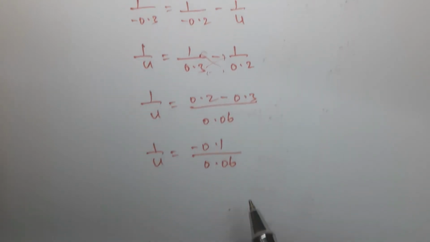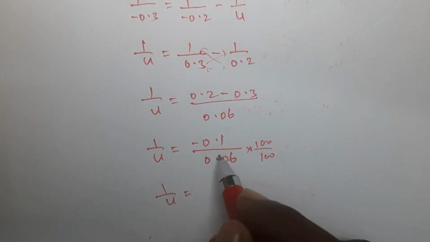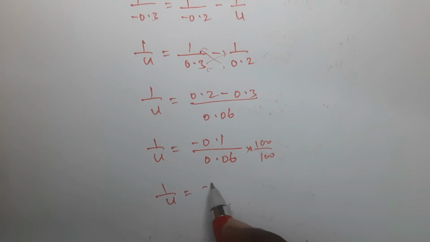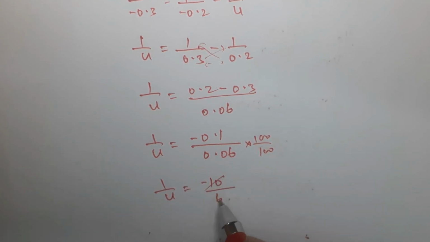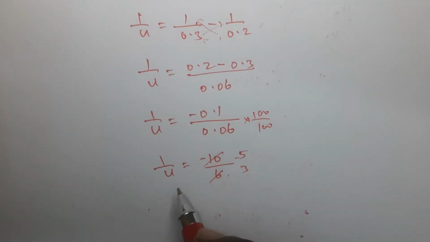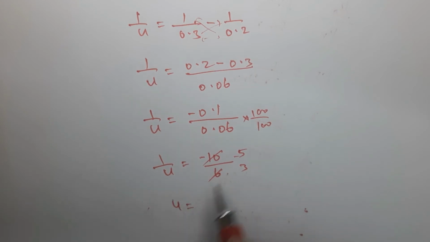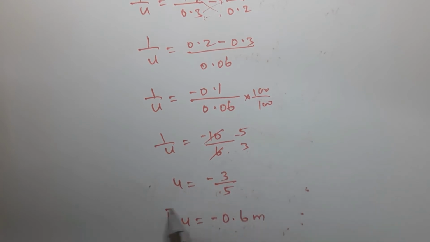For our convenience, multiply with 100 by 100. So 1 by u is equal to 0.1 into 100 is minus 10, and 0.06 is 6. If we cancel, we'll get 5 2s are 10, 3 2s are 6. So minus 5 by 3, then do the reciprocal. u is equal to minus 3 by 5. If you simplify this one, minus 0.6 meter. This is the distance of the object.